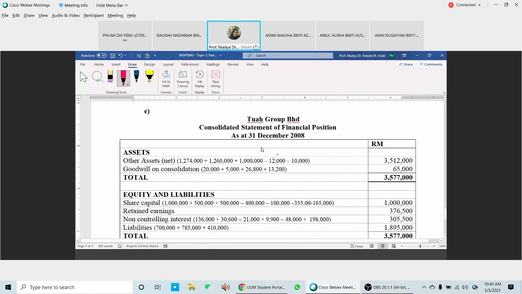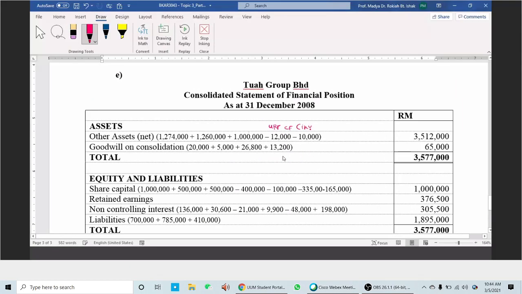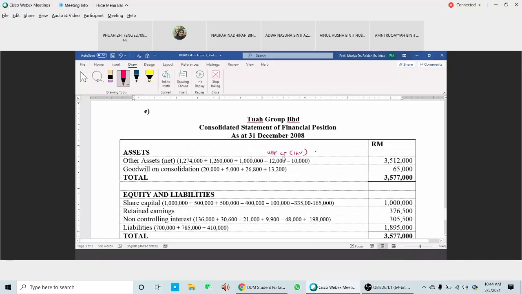This one is journal entry number 5, and this one is number 4. Then goodwill on consolidation: this 225 is from Jebat, and the amount of 40 here is from Kasturi. This is a portion for parent and a portion for NCI, so you're going to have 65. And then you have share capital.